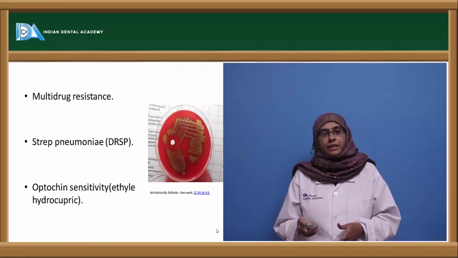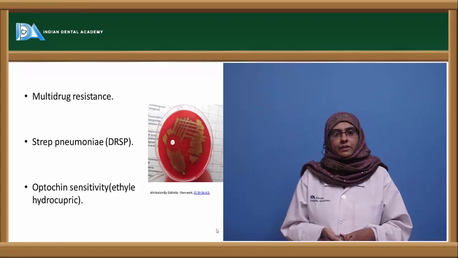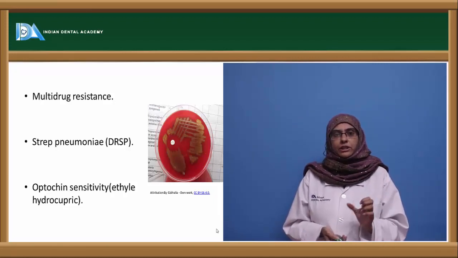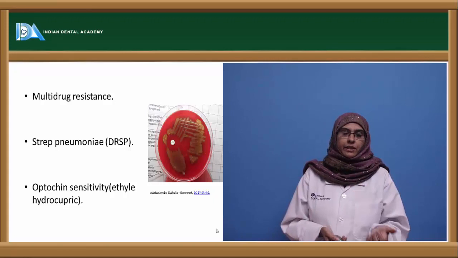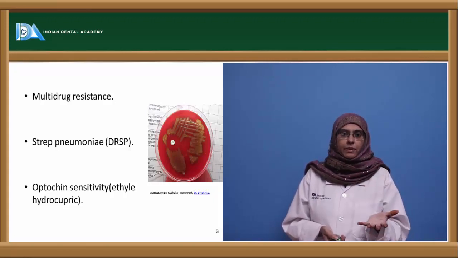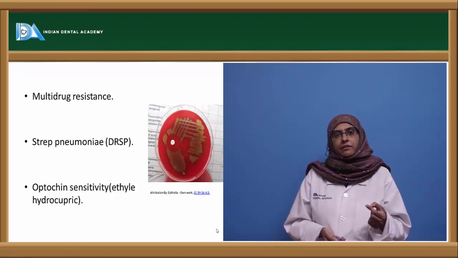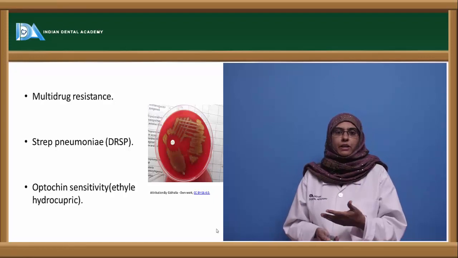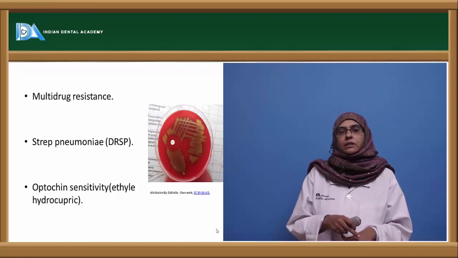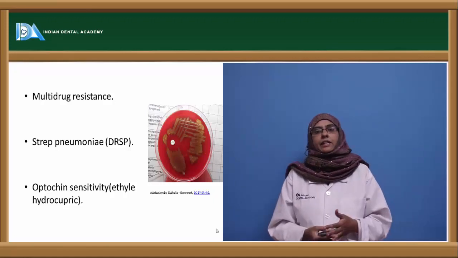And the ability to be sensitive towards optochin is another important characteristic feature that helps in identification of the organism. Optochin sensitivity. Optochin is ethyl hydrocupreine. When the organisms are inoculated onto the blood agar plate, and the filter paper disc that has been impregnated with optochin is placed and incubated, you can see a clearing of the zone which indicates the sensitivity of the organism towards optochin.